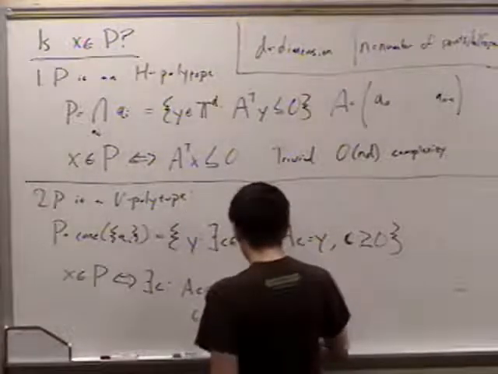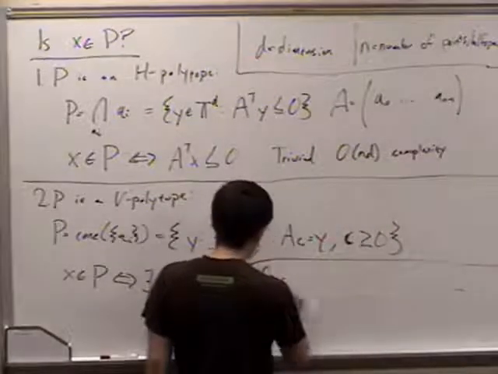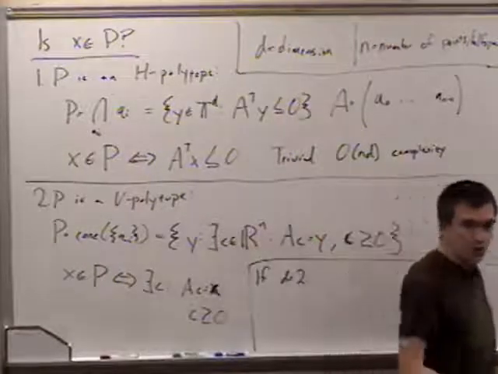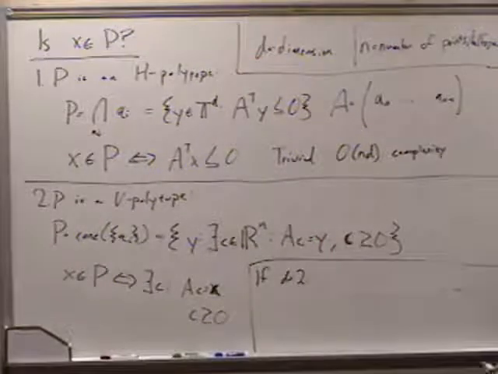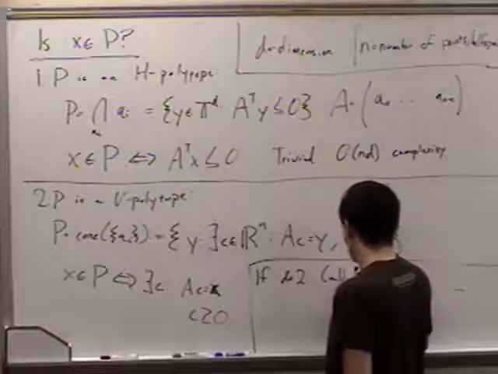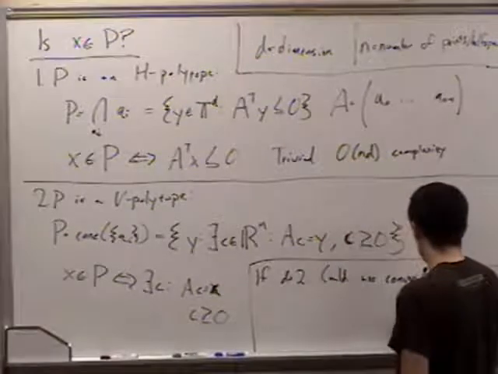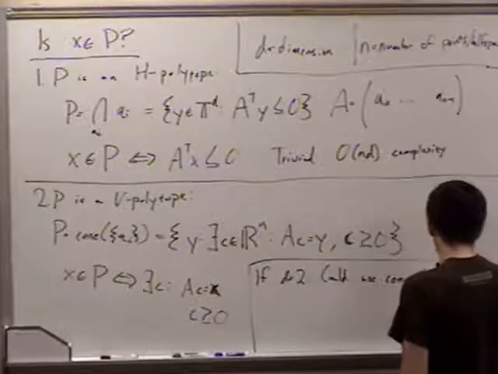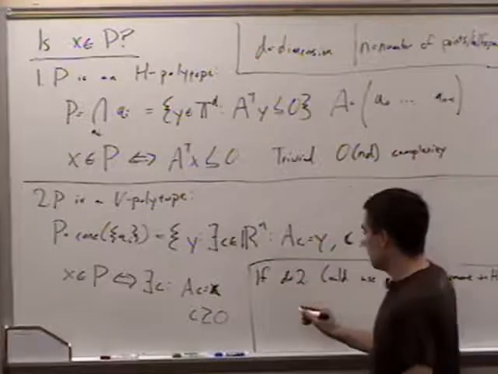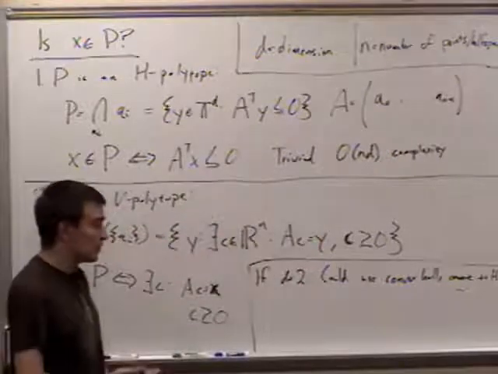In the case where our dimension was 2, so if d equals 2, we could use convex hull from last time to basically convert this thing into an H-polytope. Use convex hull, convert to H. So basically convert this whole thing into an equivalent H-polytope representation.